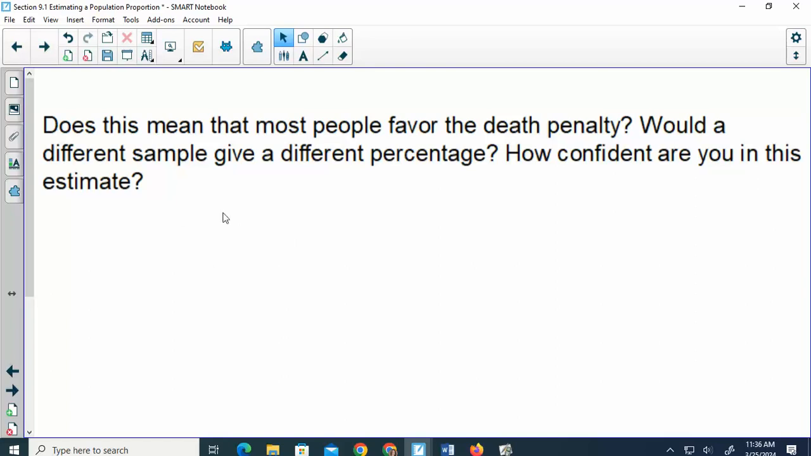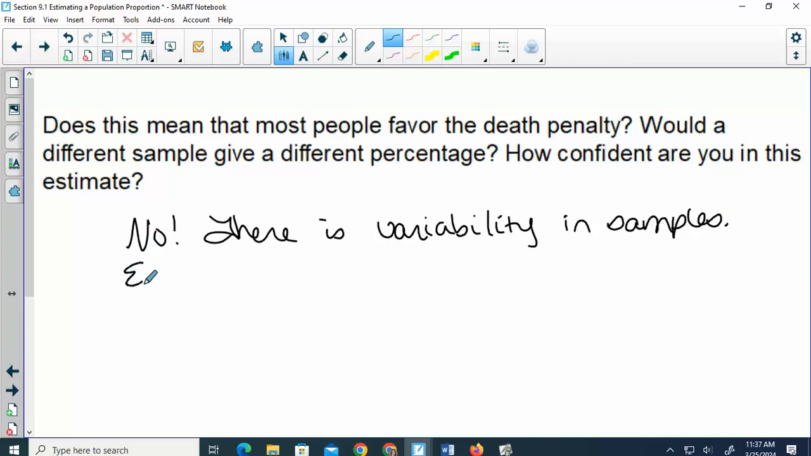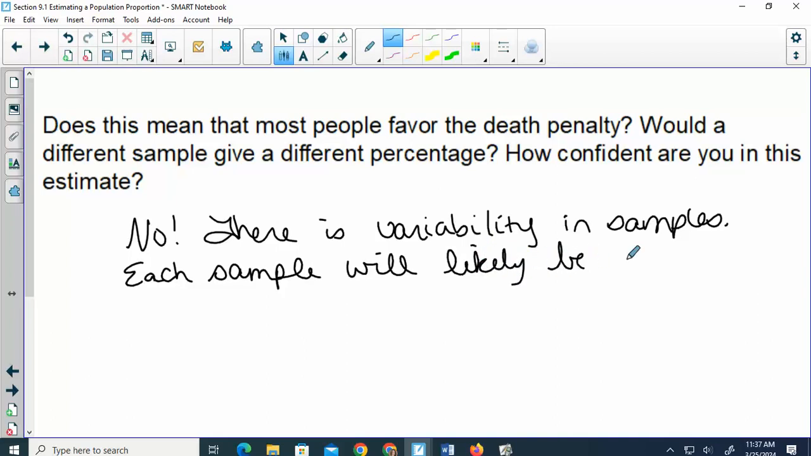No. It tells us that in this particular sample, most people did, but we don't know for sure. There is variability in samples. If we had a different sample, would we get a different p hat? Probably. Each sample will likely be different.